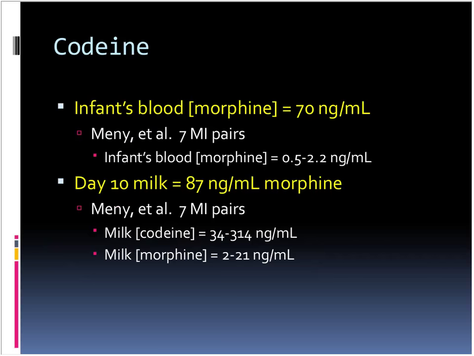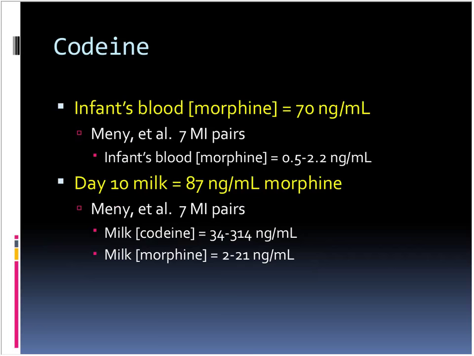So what do these mean? Infant blood morphine of 70 nanograms per milliliter. Well, there is some data. One of the few times when there's actually some data available to us. There's a study where it looked at 7 maternal-infant pairs, and those infants' blood morphine concentrations were certainly identifiable, non-negative, but certainly not anywhere close to 70.